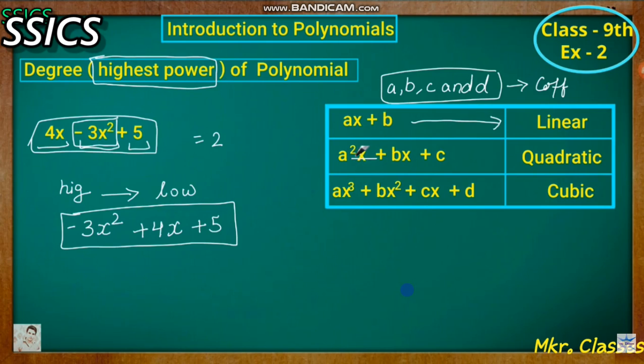If the highest degree of power is 2, for x to the power 2, we call it a quadratic equation. If power 1, then linear; power 2, it is called a quadratic equation. If it is power 3, we call it a cubic equation. If the highest degree of power is 3, then we call it a cubic equation.